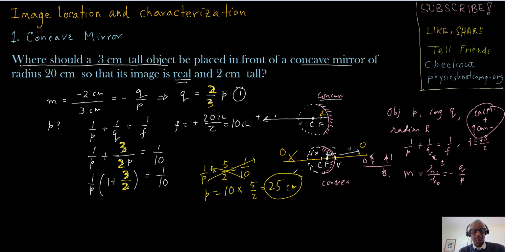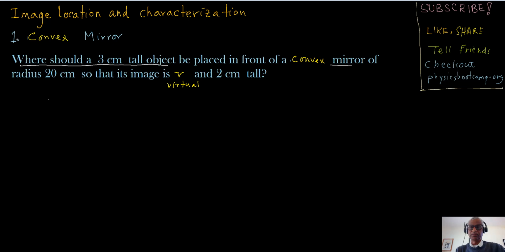Okay, so this should solve this very simple problem. Okay, let's try another problem. Okay, so this second problem is the same problem, but this time I'm going to work with a convex mirror. And this time it's going to make a virtual image. That's the only kind of image in a convex mirror. So if the inside is silvered, the object can be in front. This is the front of the mirror.